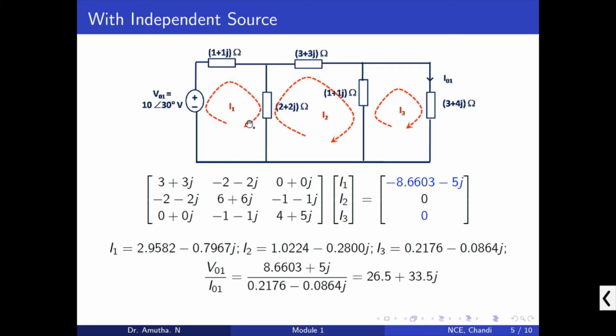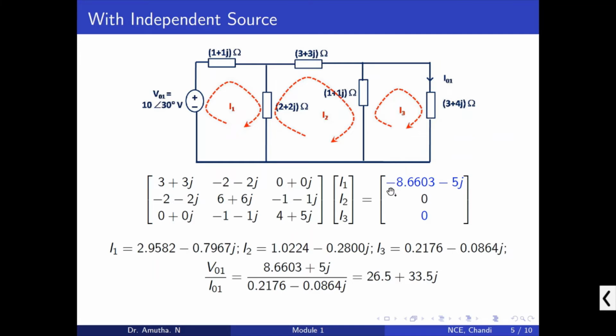Second loop connecting this I1, first loop, right? This second loop current is considered as positive for these elements, and the I1 elements are considered as negative because it is going in the opposite way to that of I2. Okay, so that is why it is minus. Similarly, the off diagonal elements will be negative, the diagonal elements will be positive.